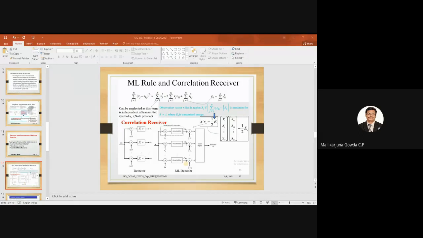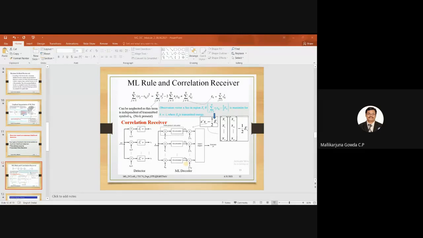The observation vector x lies in the region zi if this summation, this term minus 1 by 2 ek, is maximum for k equal to i. What I said, ek is the energy of the signal sk of t. I can say the observation vector x lies in the region zi, where the i value can be 1 to m. I can find that the observation vector lies in the region zi if this complete thing is maximum.